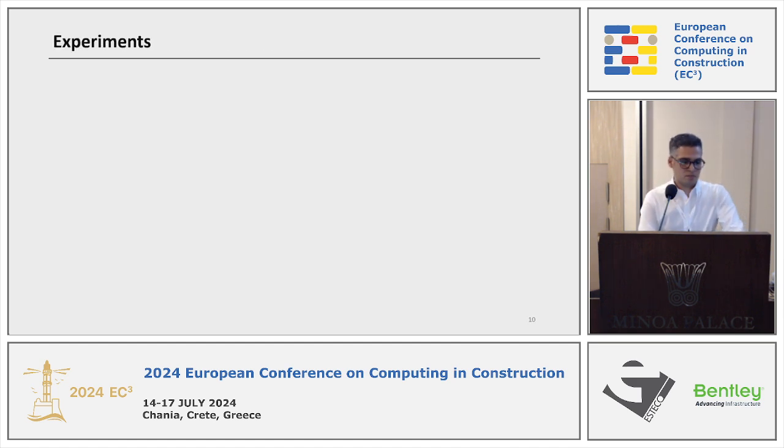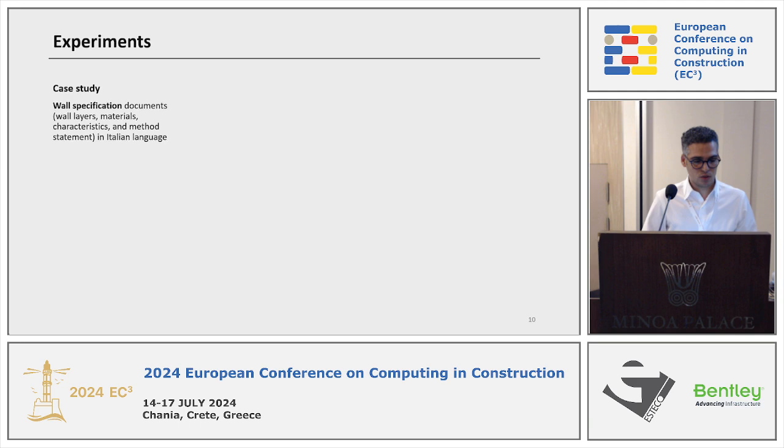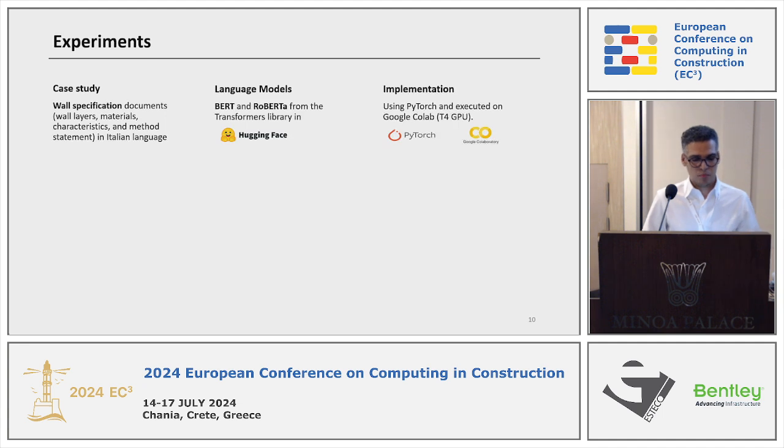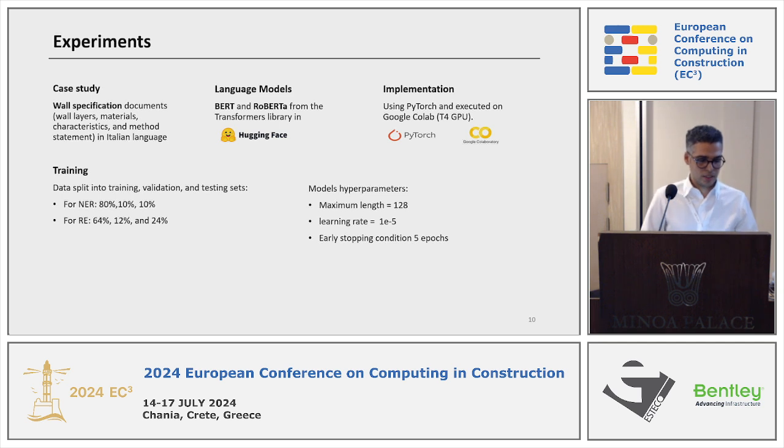For experiments, wall specification documents in the Italian language were used as a case study, BERT and RoBERTa as language models, executed with PyTorch on Google Colab. For the training, the data set was split into these percentages, and these are the final parameters used for all the models. Precision, recall, and F1 score were used as evaluation metrics.